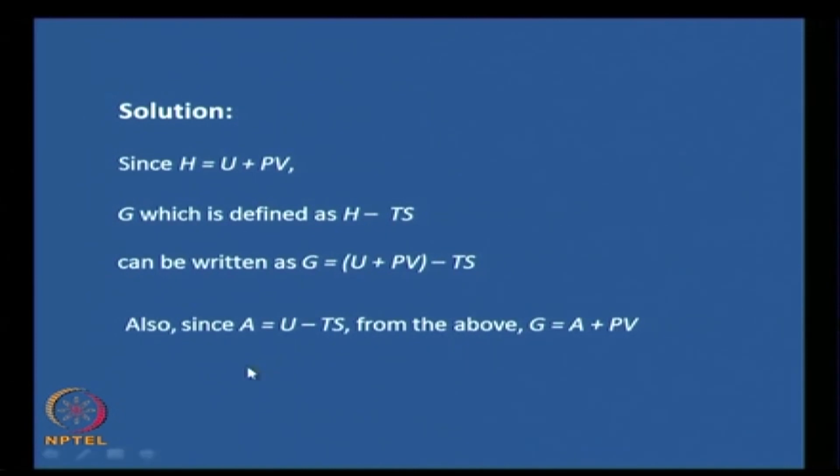Also, since A, the Helmholtz free energy, is defined as U minus TS, and from here we know that U plus PV minus TS is G, we can combine this and this, U minus TS as A, and write G as A plus PV. These are the two relationships that we were looking for in that particular exercise.